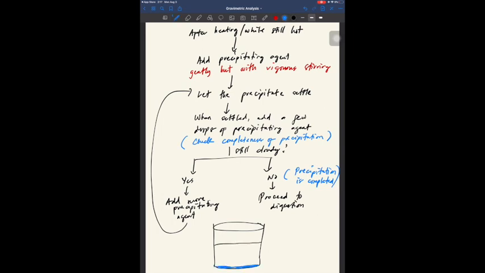And after addition of your precipitating agent, if some precipitates are formed, meaning the precipitation is not yet completed. So that is what is meant by this question, still cloudy. Because if you add a precipitating agent and a cloudy solution is formed afterwards, meaning the precipitation is not yet complete. You have to perform this step over again.